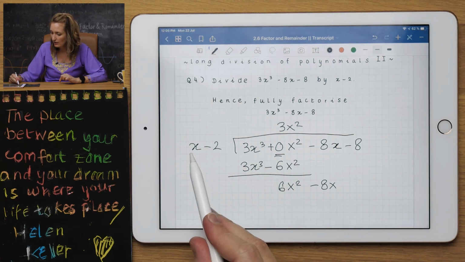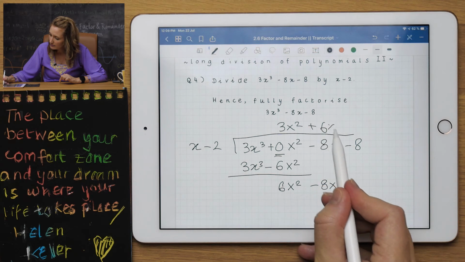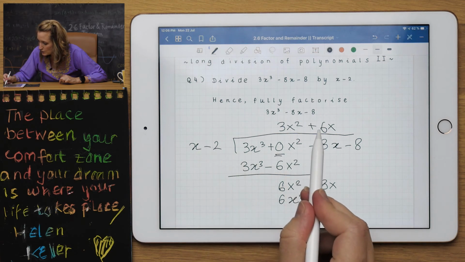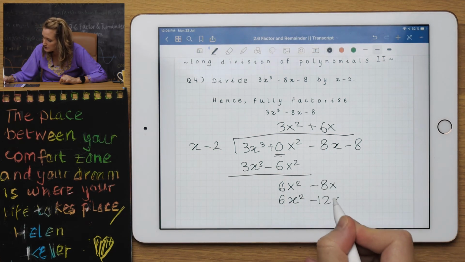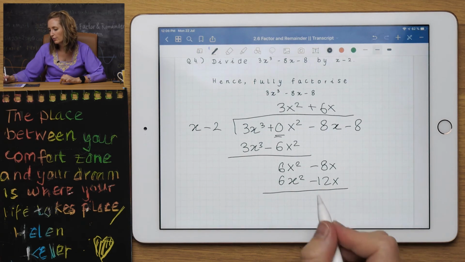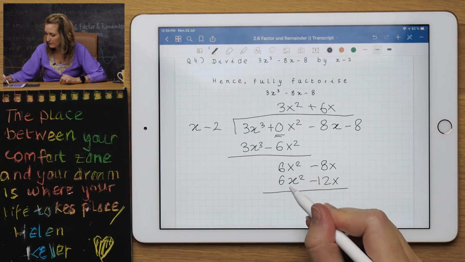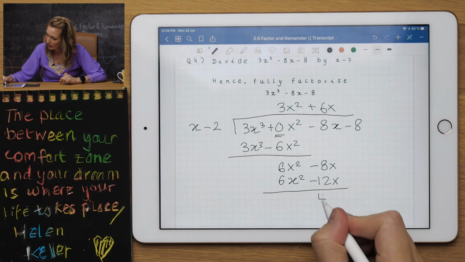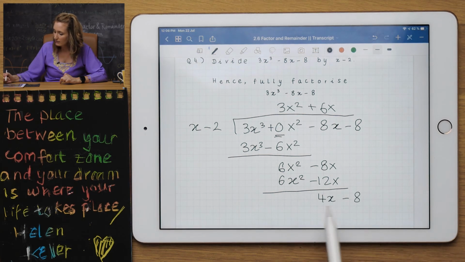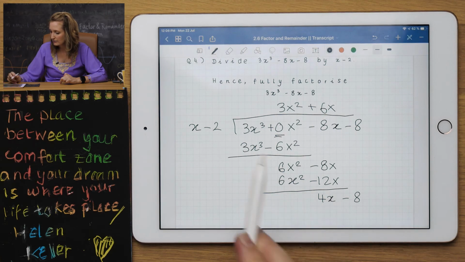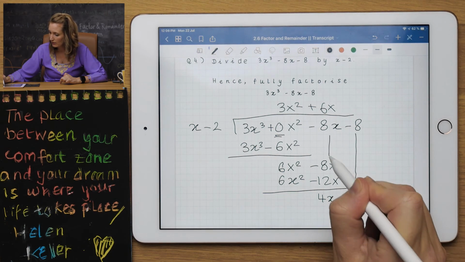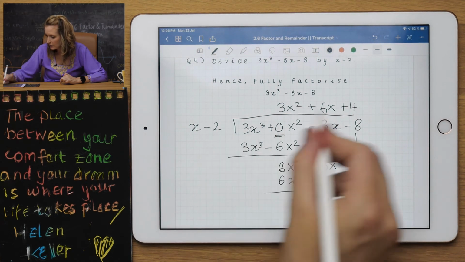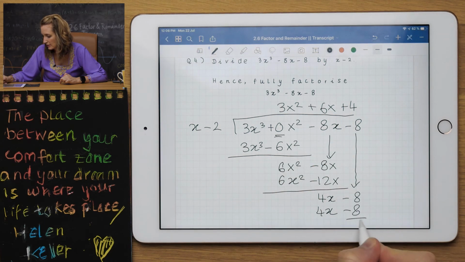So 6x squared divided by x would be plus 6x. Multiply. 6x squared, minus 2 times 6x would be minus 12x. We've finished our block. Subtract. This would be 0. Minus 8x, double minus on the 12 makes plus, so that would be 4x minus 8. And divide. 4x, that's where the minus 8 comes from. So this would be 4x, so plus 4. 4x. And then minus 2 times 4 would be minus 8. So it would be 0.